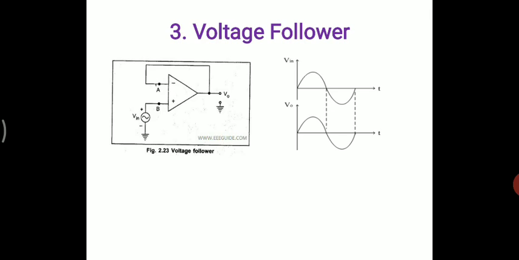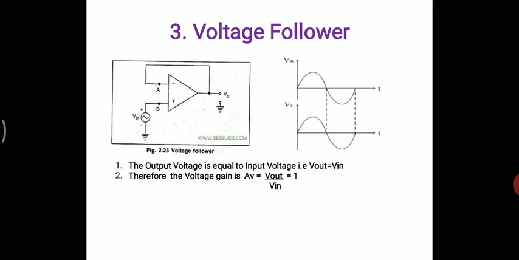So you can see in the waveform here, both input and output voltages are in the same phase, and the magnitudes of both the waveforms are the same. So by this we can define voltage follower such that the output voltage is equal to the input voltage, that is V out equals V in. V out is the output voltage and V in is the input voltage.